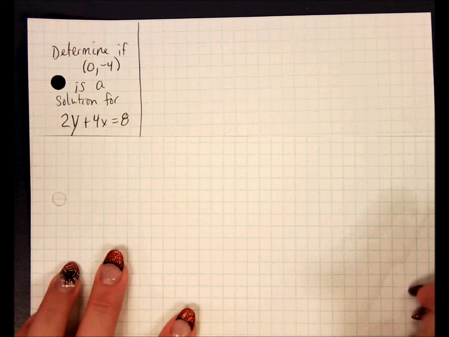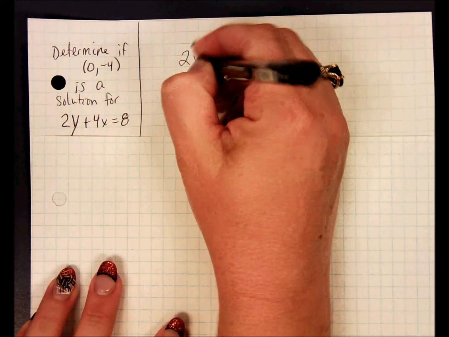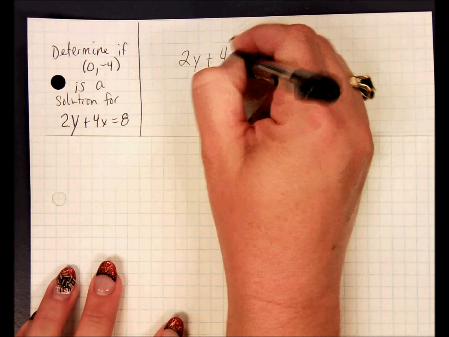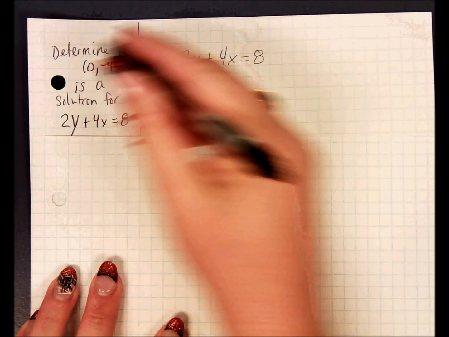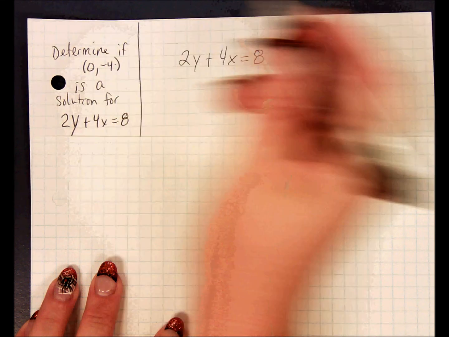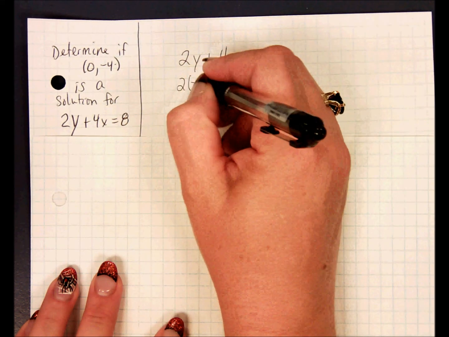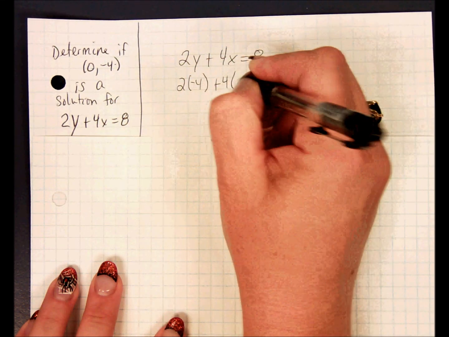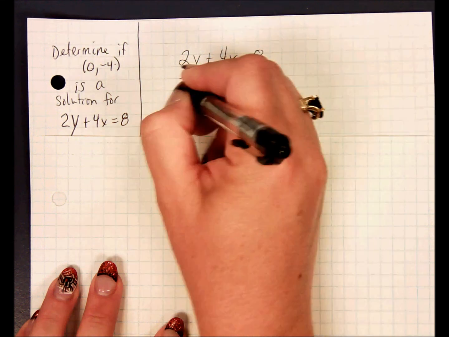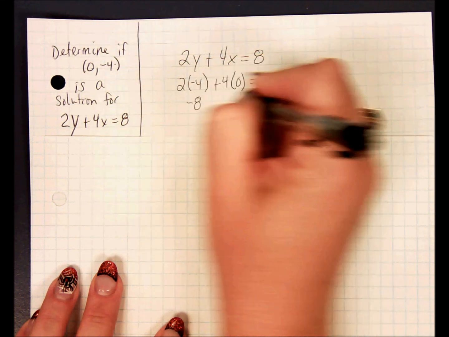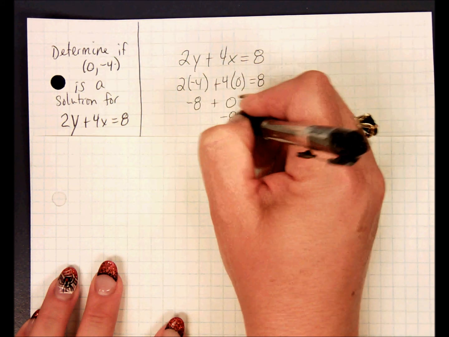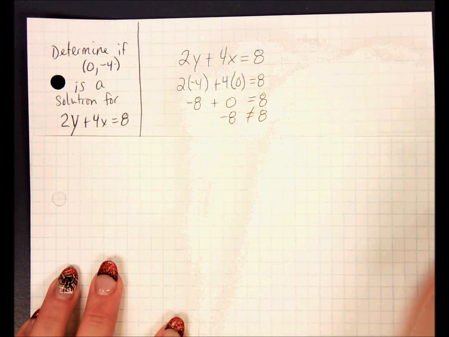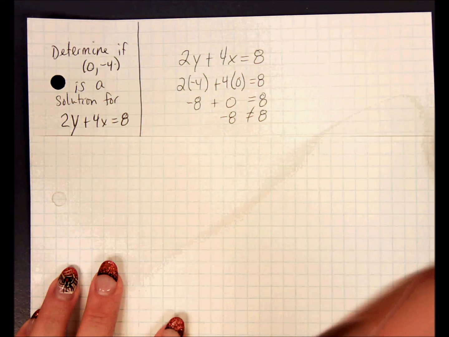So now let's try another one. Let's go ahead and rewrite the equation. 2y plus 4x equals 8, and our point is 0, negative 4. So for the x it's 0, negative 4 is our y, so 2 times negative 4 plus 4 times 0, I get negative 8 plus 0, and I get negative 8 does not equal 8. So it does not work as a solution.